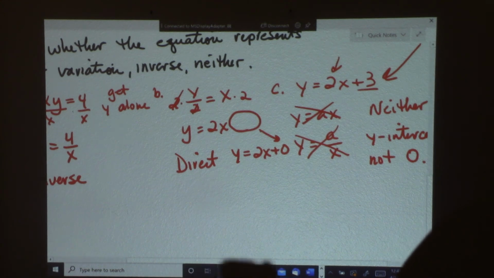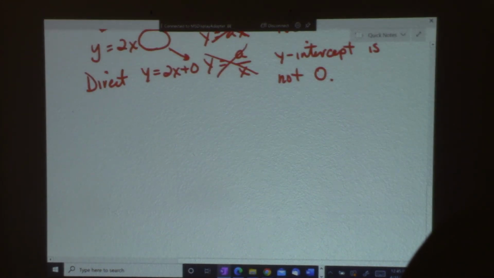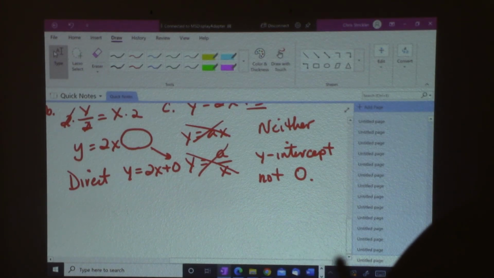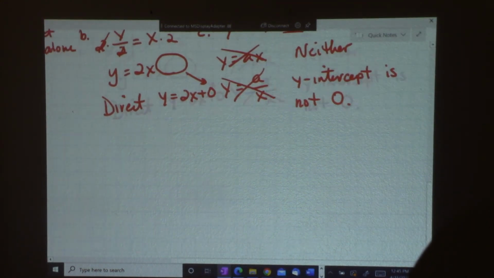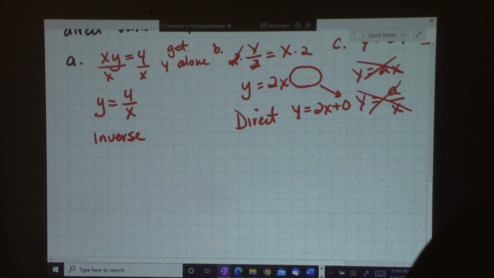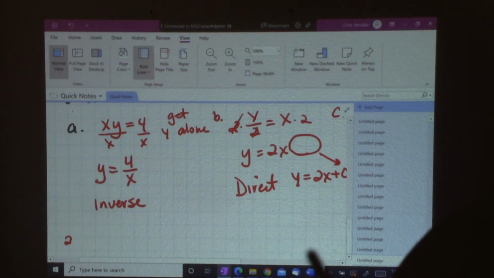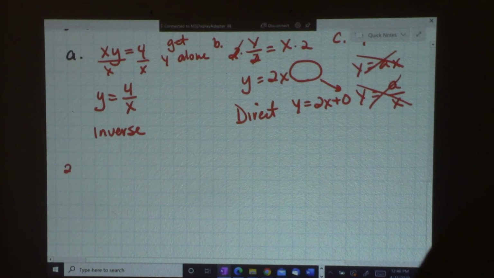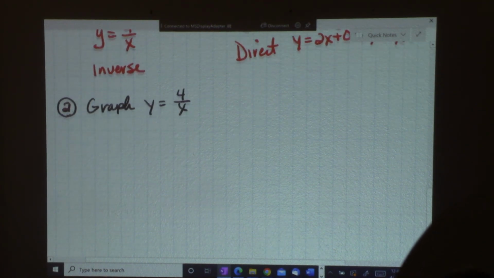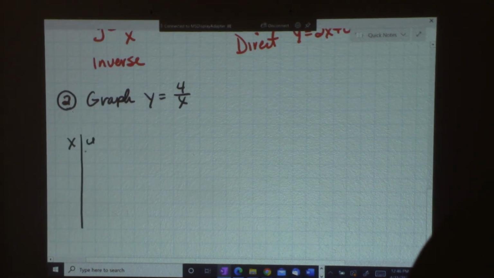Okay, let's go ahead and graph these and see what graphing an inverse function looks like. Okay, number 2. I'm not worried about those. I'm like, okay, I know that. Graph y equals 4 over x. Okay. So we have a table here. And you already have your values written there. So let's work it out.